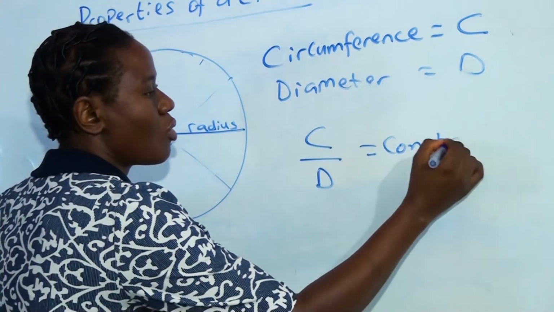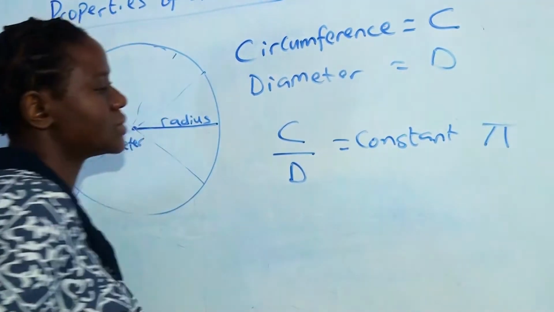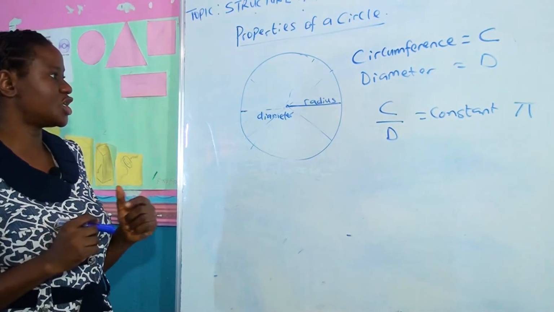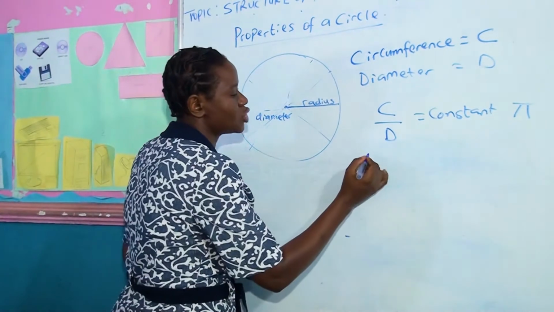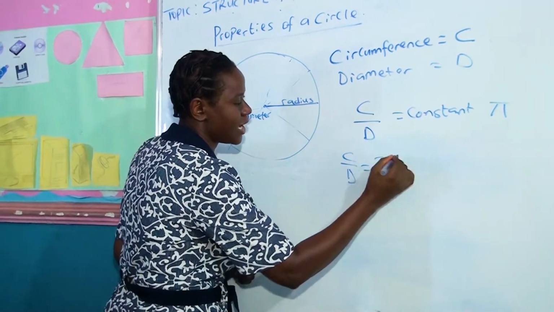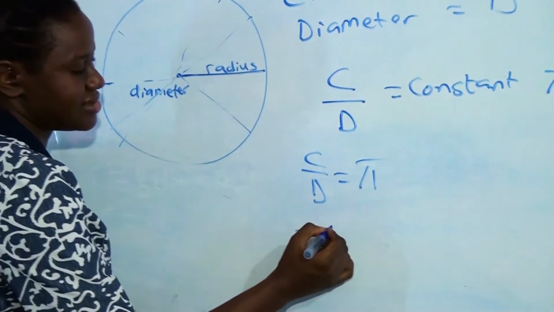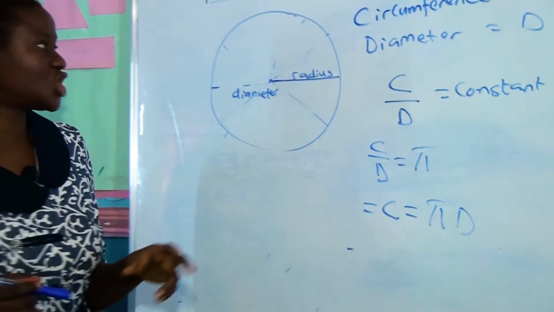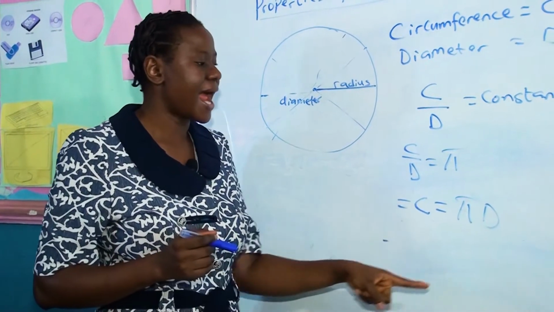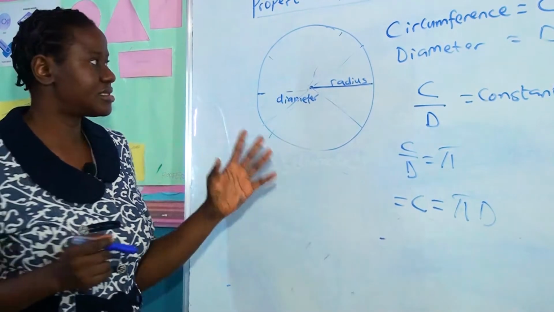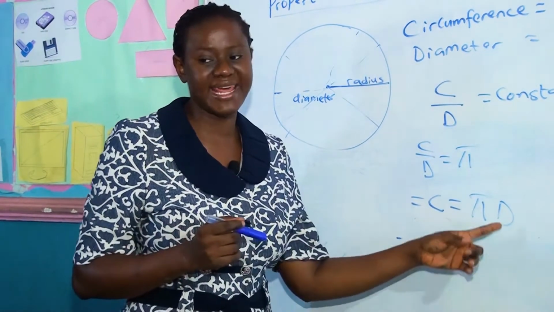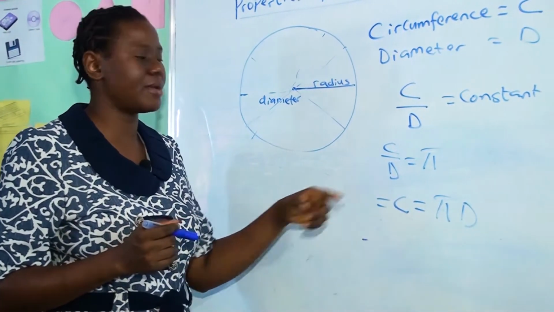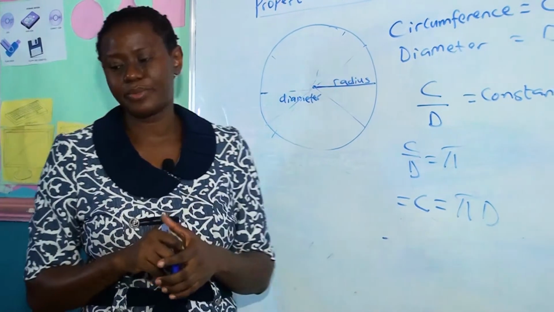It is a constant which we name pi. So we've seen the relationship here. Since we have C over D to give us pi, we could say now C equals pi D. So we can see the relationship between circumference C and diameter. The circumference is equal to pi D. Pi will be circumference divided by D. All right, let's take an example.